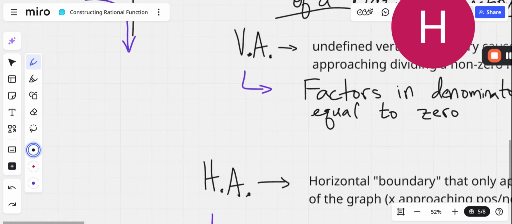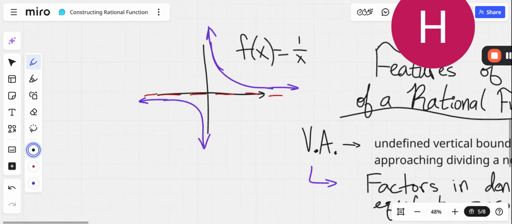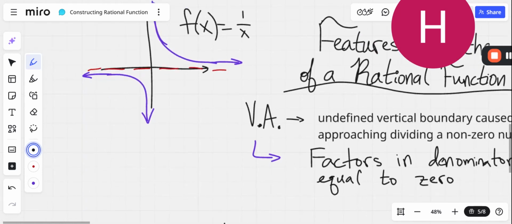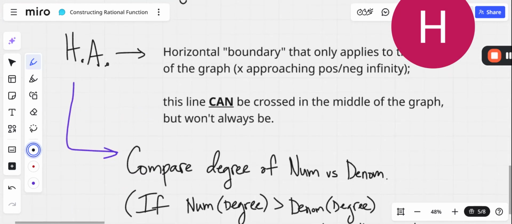Let's go back to the 1 over x graph just to show that. This horizontal boundary, which is pretty much overlapping the x-axis, it's really only imposing itself as a boundary at the end, as we go all the way to the right, or as we go all the way to the left. The parent function is pretty basic, so we don't really have to worry about that, but this line can be crossed. I do want to emphasize that. The horizontal asymptote can be crossed. It only applies out on the right and left ends, all the way out there.